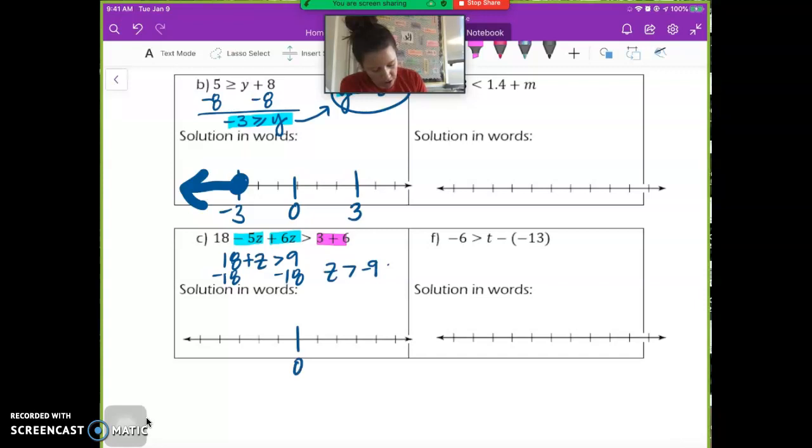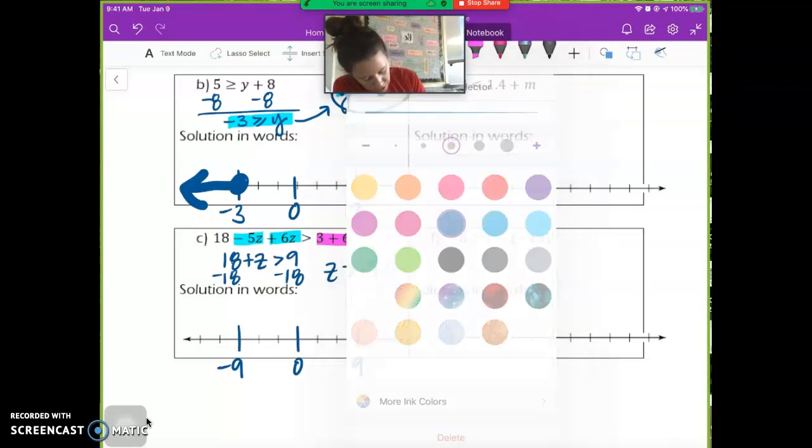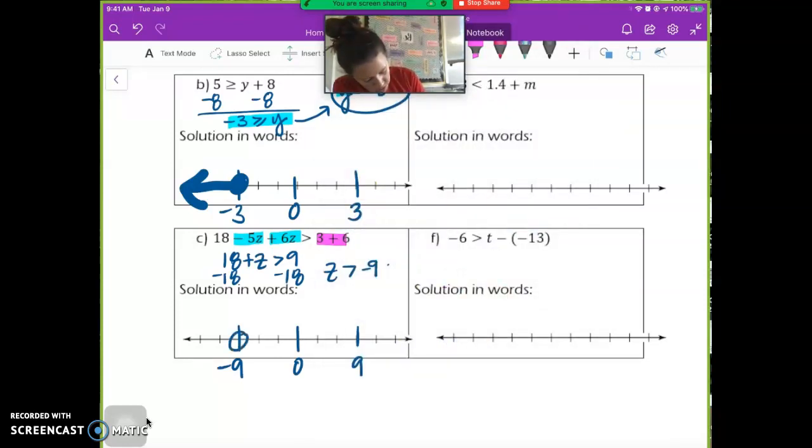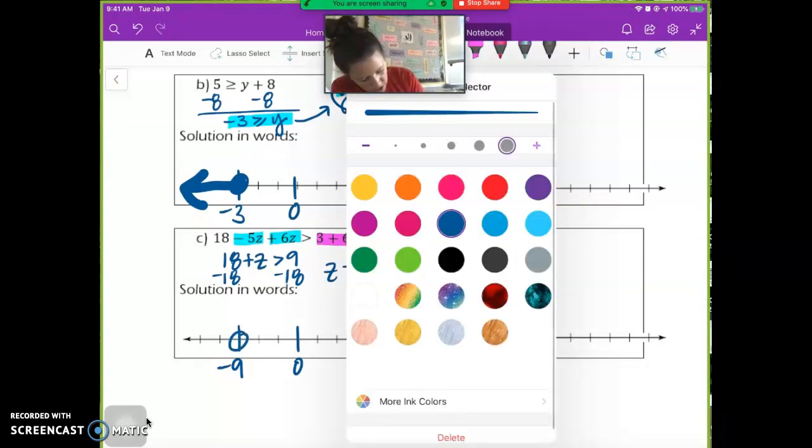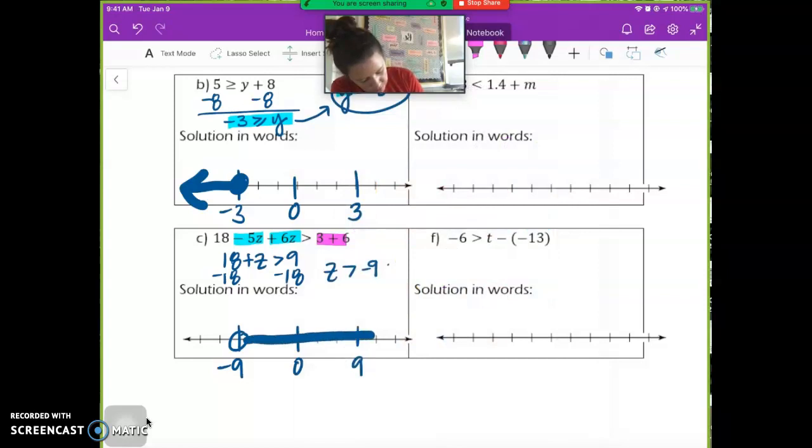Once again, when you graph, start with 0, the negative version of the number, and the positive version of your solution. You can make your marker thicker. You probably don't want to do that until you do your dot, or it might be hard. So z is greater than negative 9, so the values that are greater than negative 9 are to the right.